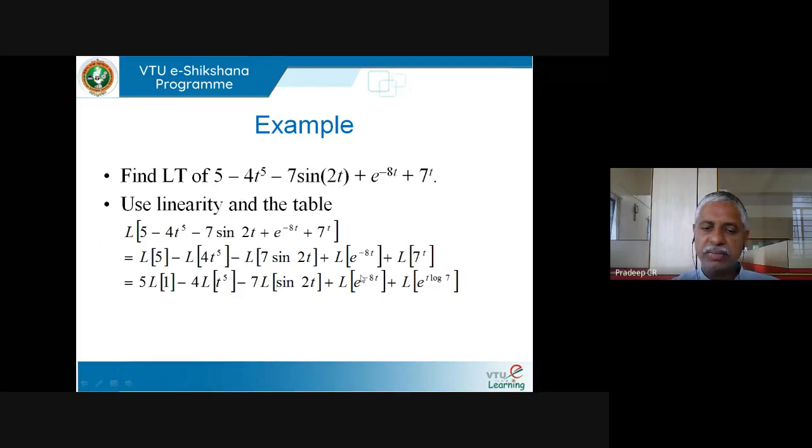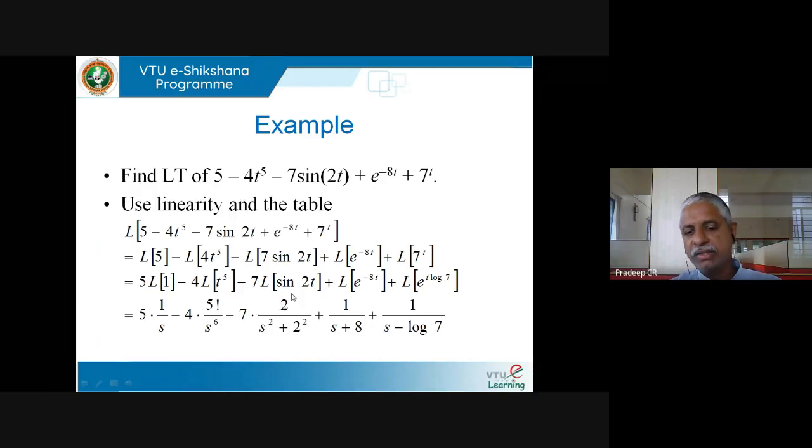So now I know Laplace of each of them, and I just write it down. Laplace of 1 is 1 by s, Laplace of t power 5 is 5 factorial by s power 6, Laplace of sin 2t is 2 by s square plus a square, a is 2 here, and Laplace of e power minus 8t is 1 by s plus 8. e power at is 1 by s minus a, and here a happens to be log 7, so it will be 1 by s minus log 7. As I said, don't try to evaluate or simplify this, just leave it.